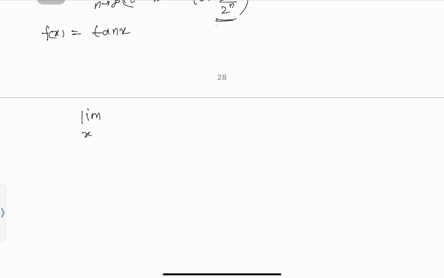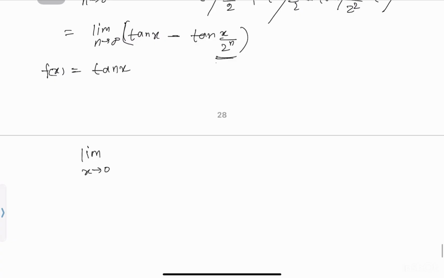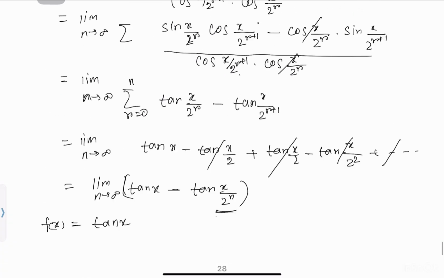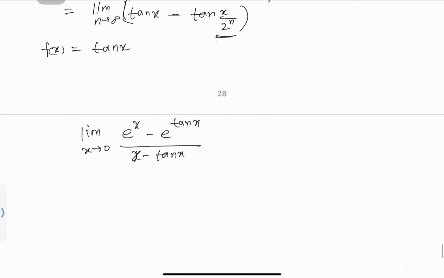Limit x tending to 0, let me check once, x tending to 0 of (e^x minus e^tan x) divided by (x minus tan x). I think that is clear. I have to find the value of this. So this becomes 0 by 0 form. So I can apply the L'Hospital rule here. Okay, in this way I can also solve.